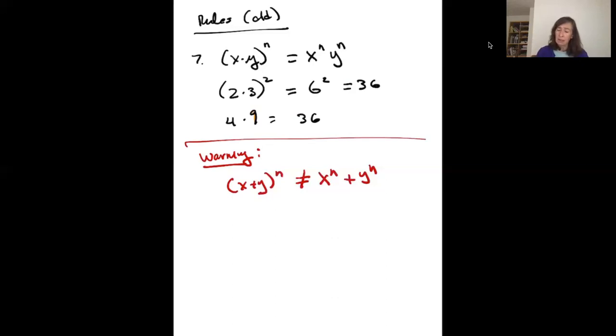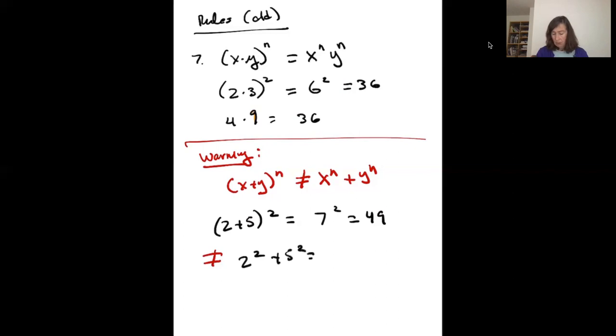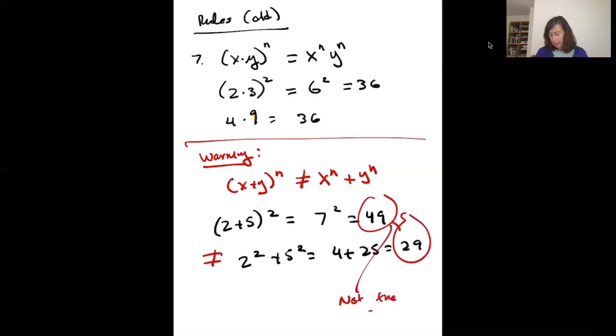But again, let's just convince ourselves that it is in fact a mistake by using some numbers here. So if we have 2 plus 5 squared, that is equal to 7 squared, that's 49, and that is not equal to 2 squared plus 5 squared, which is 4 plus 25, 29. These are not the same. So those are the rules of exponents.